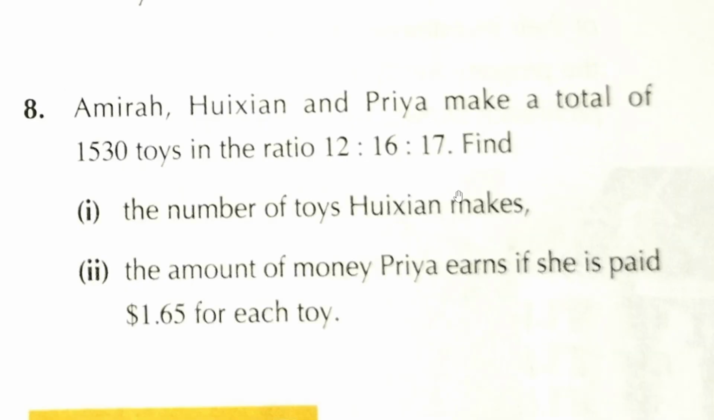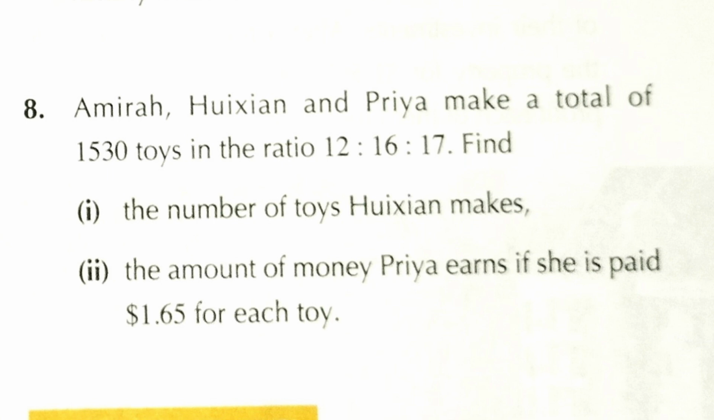And question number 8 is: Amira, Hugsian and Priya make a total of 1530 toys in the ratio 12, 16, 17. 12 is the ratio of Amira, 16 is the ratio of Hugsian, and 17 is the ratio of Priya. Find the number of toys Hugsian makes and the amount of money Priya earns if she is paid $1.65 for each toy. So let us solve this question.